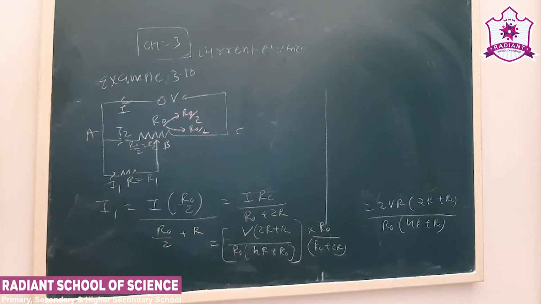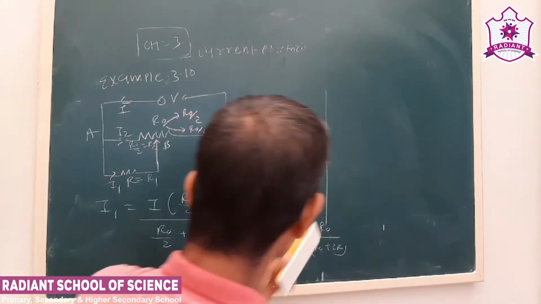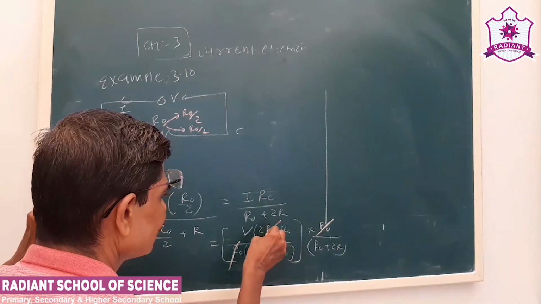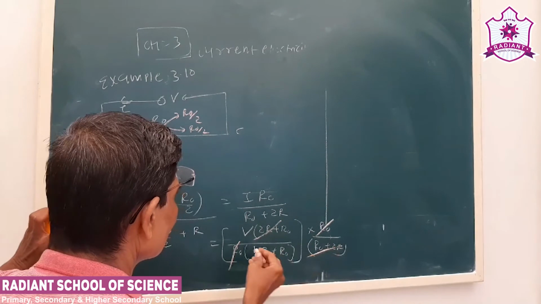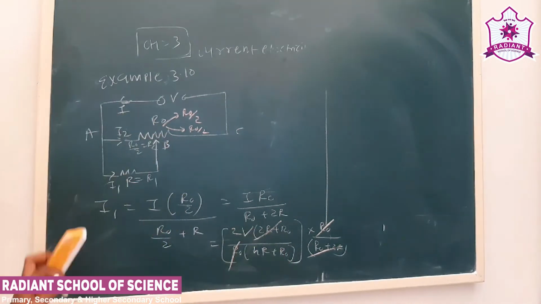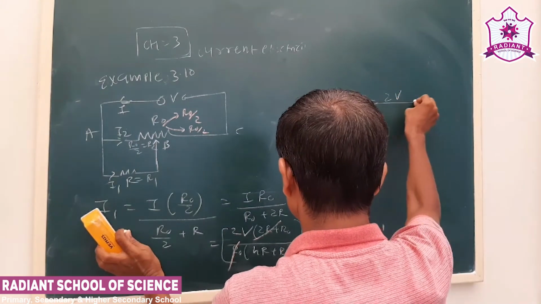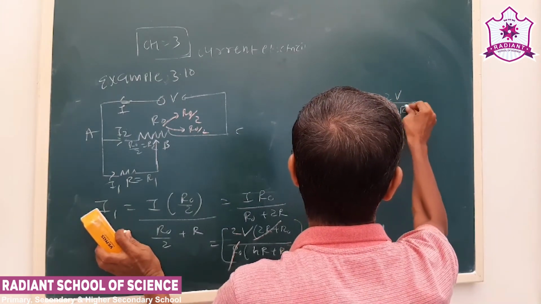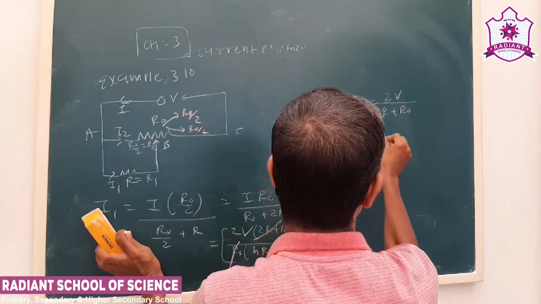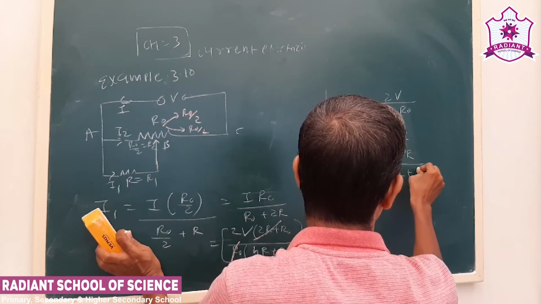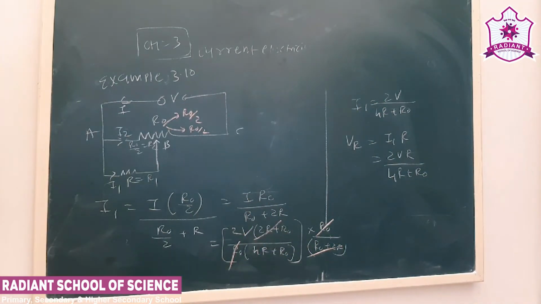Now what we see here is R0 is cancelled. Here there was 2 also. So what has become? I1 is equal to 2V upon 4R plus R0, and voltage across R is I1R, that is 2VR upon 4R plus R0. See, this is how we can solve the sum. A little bit complicated, but we have to take care.